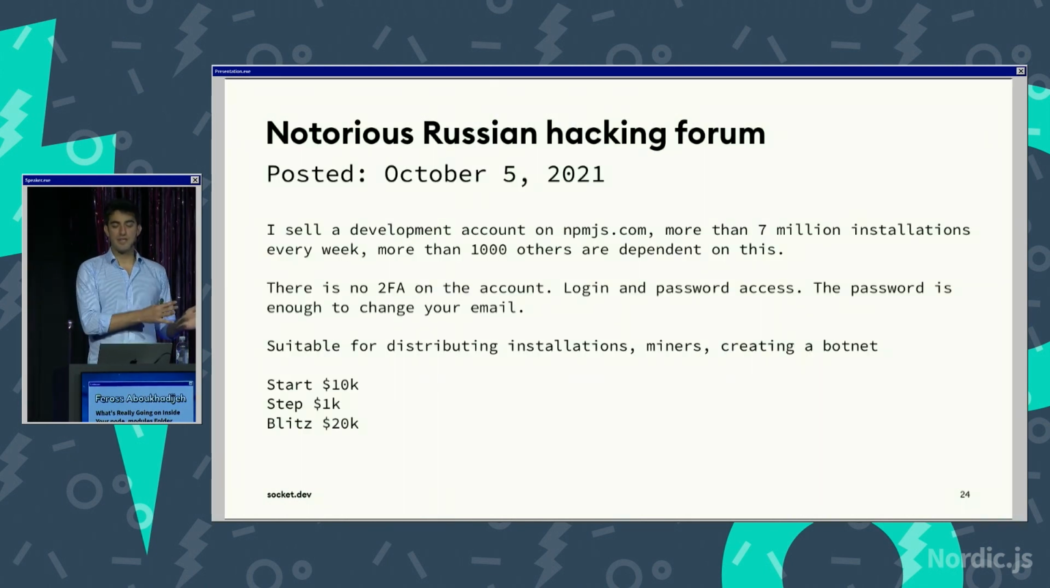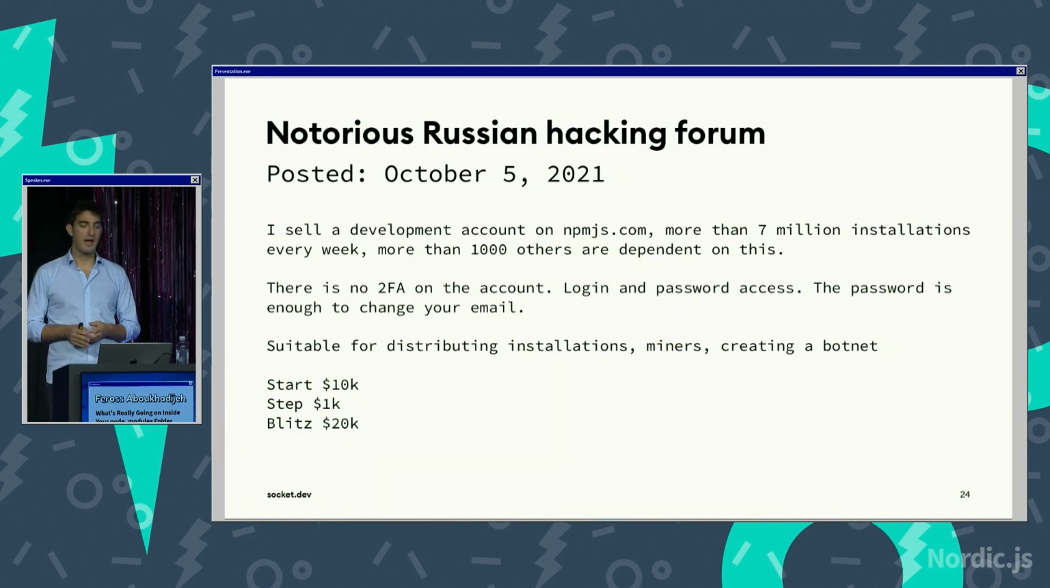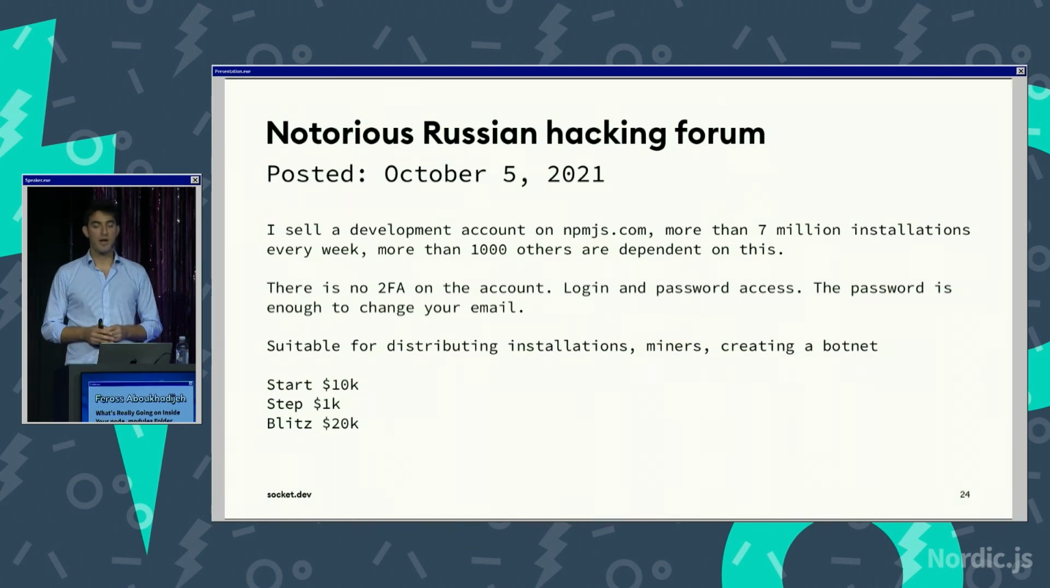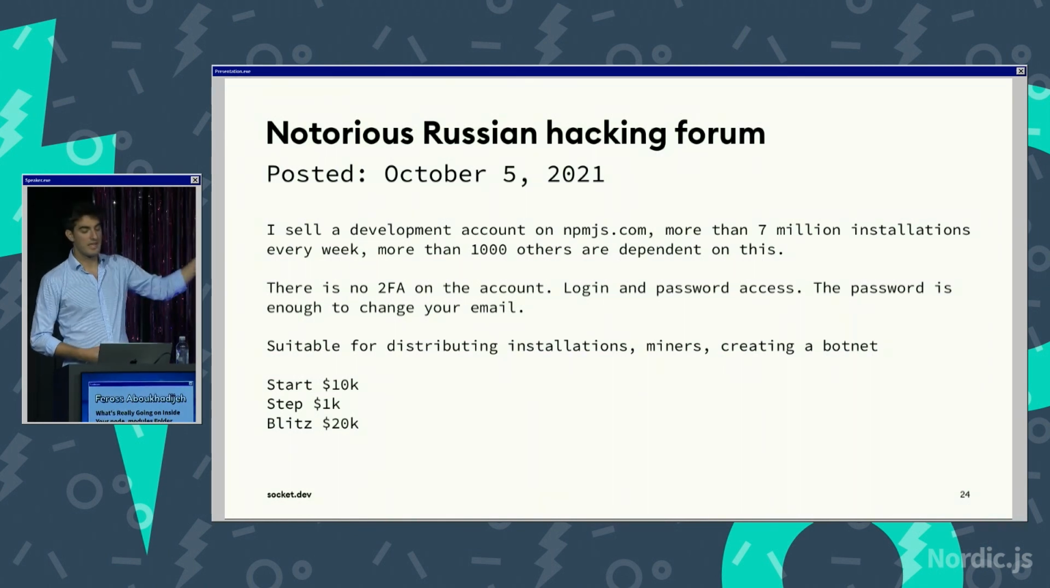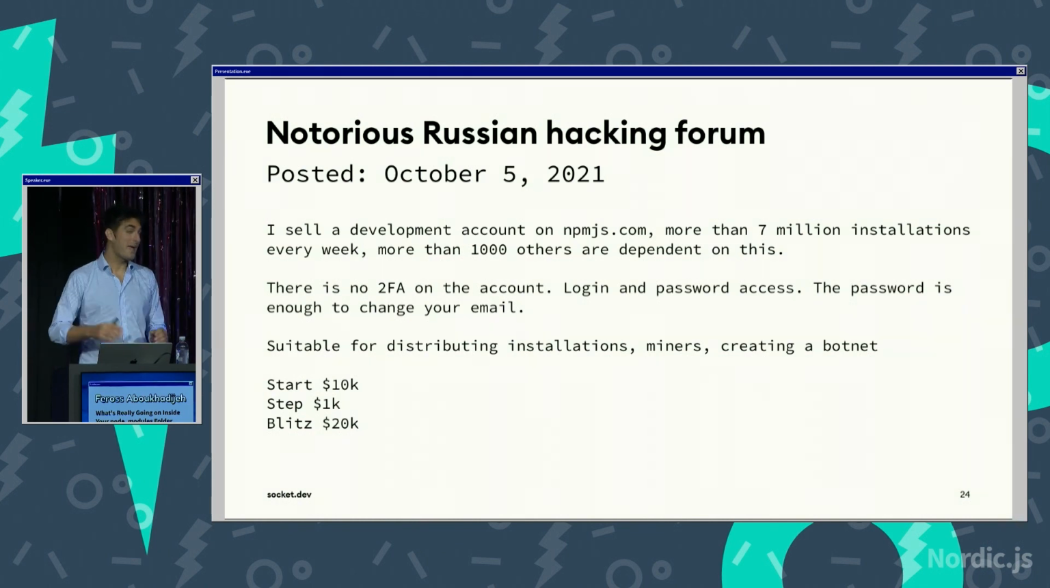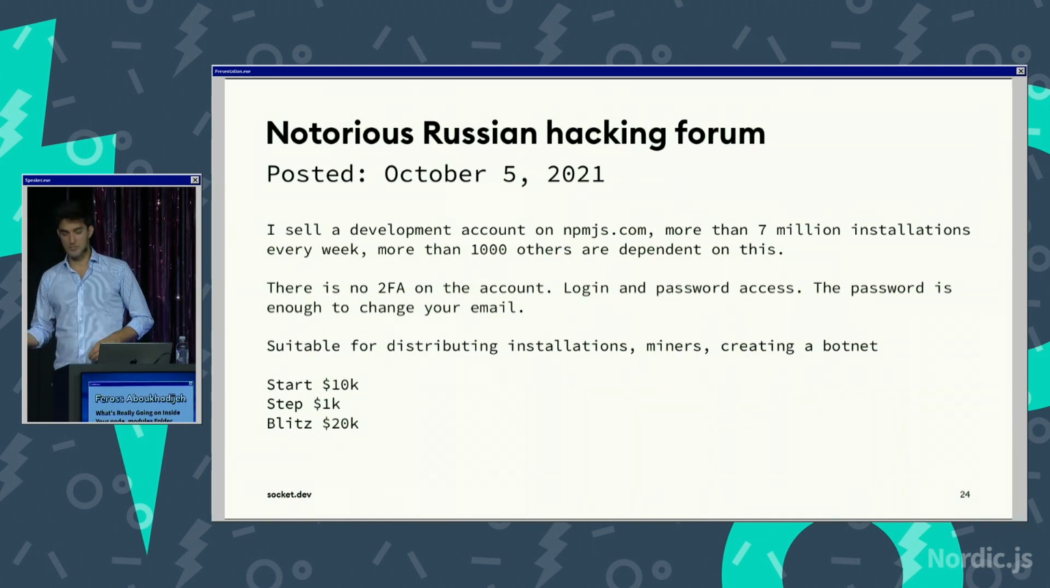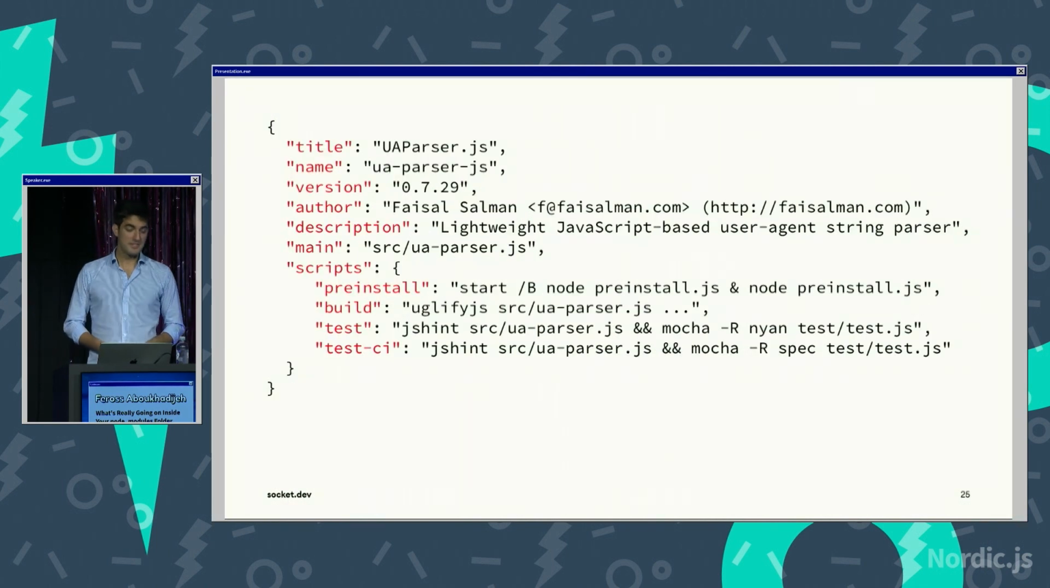And it's not just intentional sabotage, there's also package takeover and hijacking. Last October, this post appeared on a Russian hacking forum where you can see a hacker offering to sell somebody's NPM account for a starting bid of $10,000 or a buy-it-now price of just $20,000. And then two weeks after this post appeared, a package called UA-parser.js was compromised and three malicious versions were published. This is actually what the malware looked like.